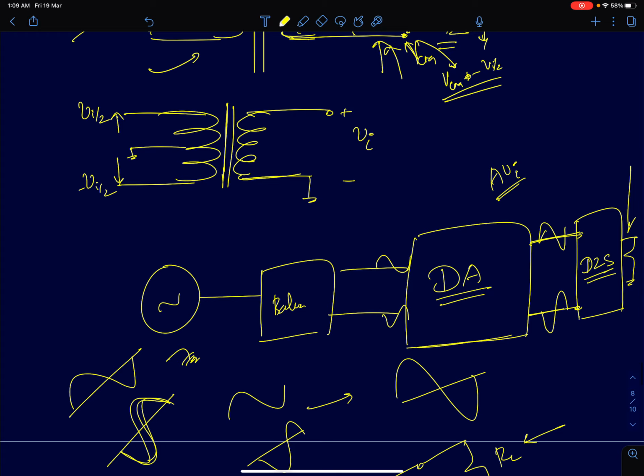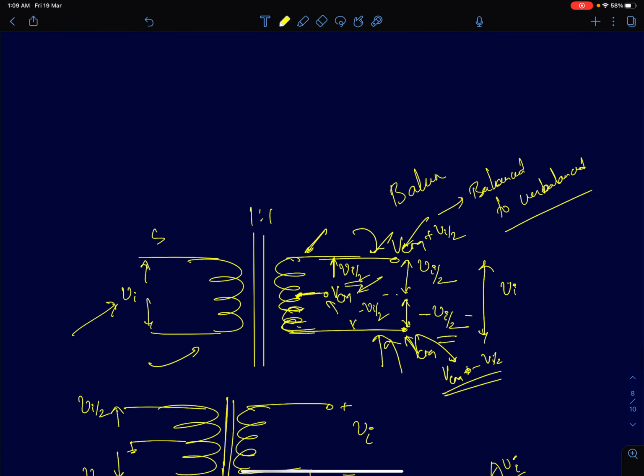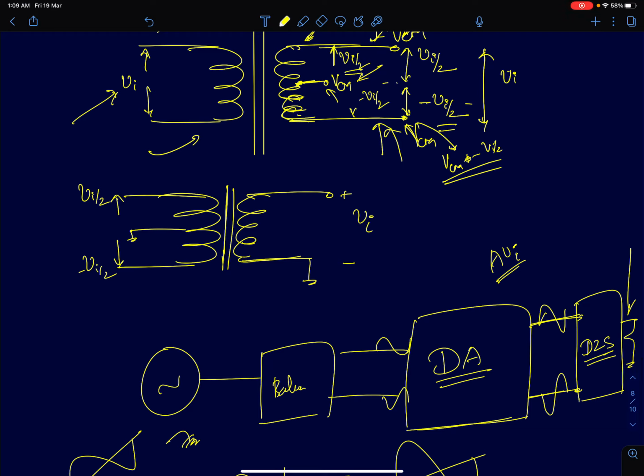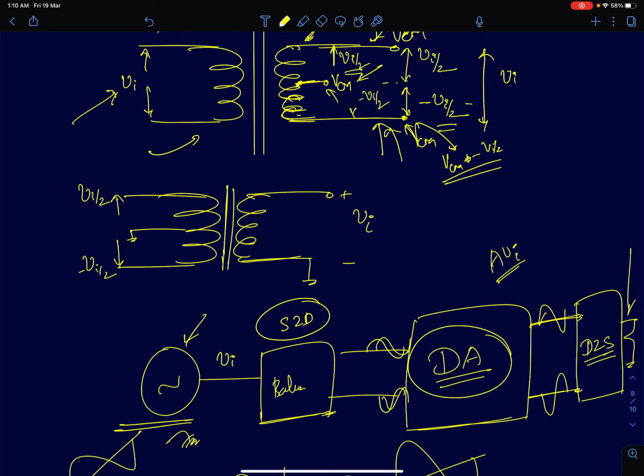Typically, the way we would do differential processing is this: let's say you have a single-ended source, which I've shown here, generating a single-ended signal. I can use a balun or some single-ended to differential amplifier, which will generate differential signals, and I'll feed these differential signals to a differential amplifier instead of a single-ended amplifier.